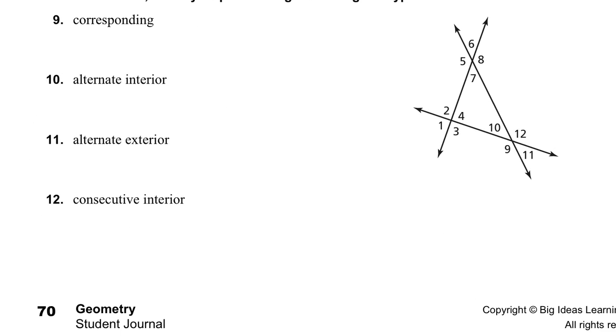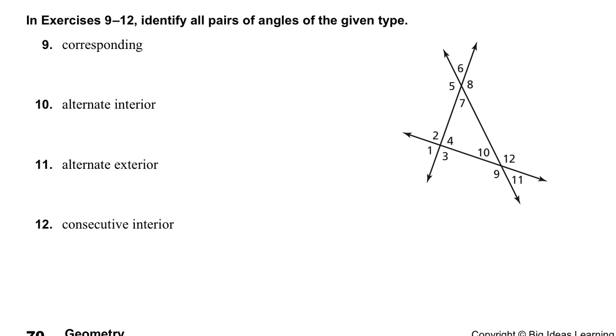All right, angle relationships. It says identify all the pairs. I'm not going to do all of them. I'm just going to do a couple. So corresponding. Let's talk about angles in the same location. So what if we talk about like angle one here? Angle one is on the bottom left. So is angle five.